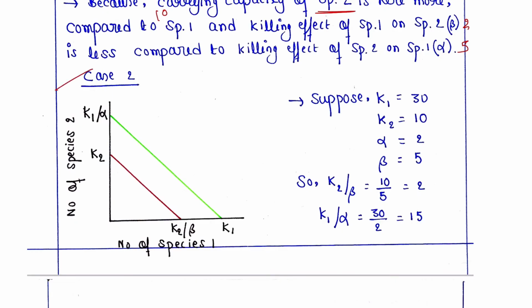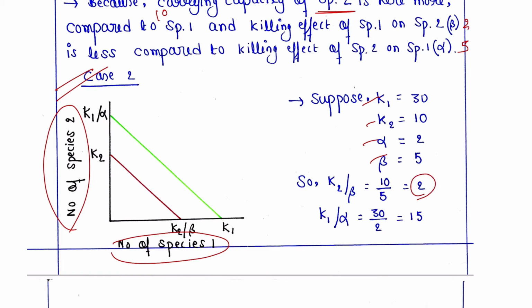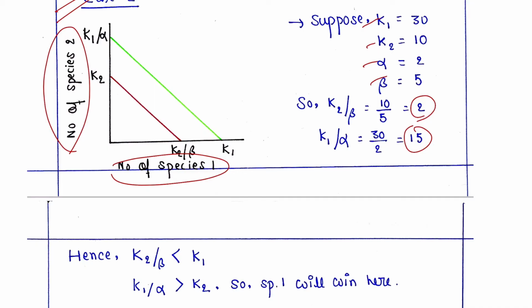Next we will see case 2. Again here we will consider the same thing. In the x axis the number of species 1, in the y axis the number of species 2. Here suppose K1 is equal to 30, K2 is equal to 10, alpha is equal to 2, beta is equal to 5. K2 by beta, that is 10 by 5, is equal to 2, and K1 by alpha, that is 30 by 2, is equal to 15. Now here you can see K2 by beta, that is 2, is less than K1, that is 30. That's why I have written it like that.